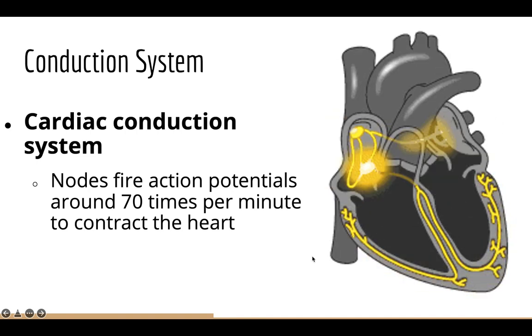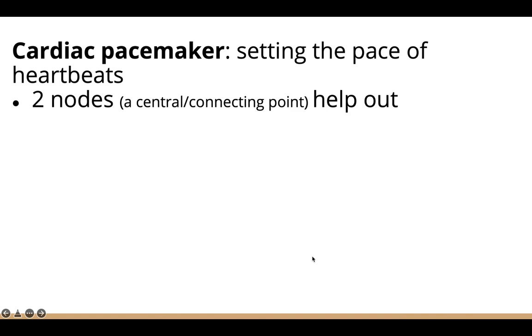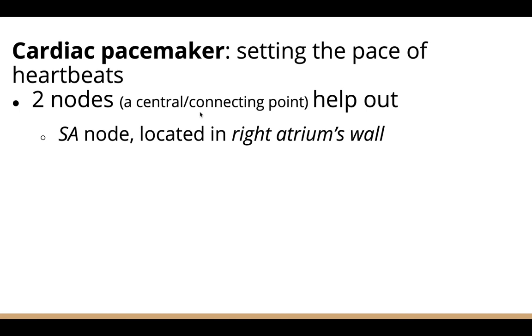Let's go ahead then. We are going to be looking at these nodes. A node in general is a central and connecting point, and these nodes are going to set the pace of heartbeats. We sometimes call them our cardiac pacemakers. One of the things you have to talk about is which nodes do we have and where are they located? So starting off, we have our SA node. SA stands for sinoatrial, meaning the atrium wall, for sino, like sinus. This is located specifically in the right atrium's wall, and again, it'll fire off.